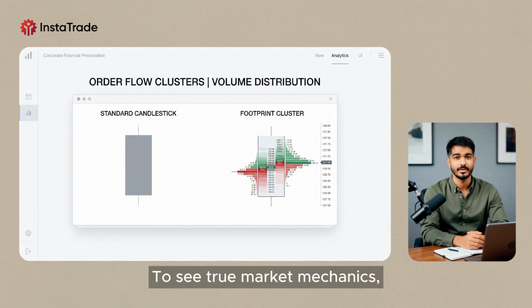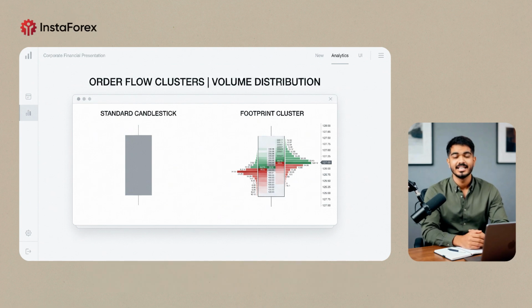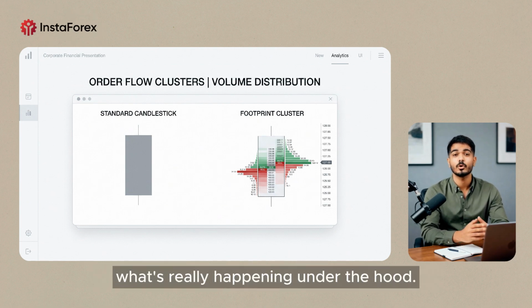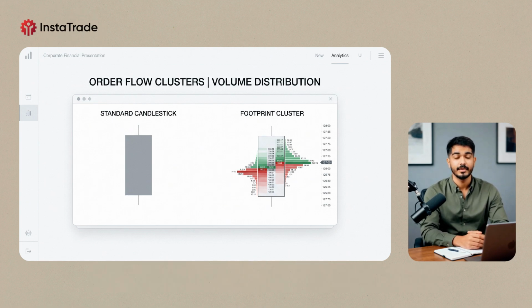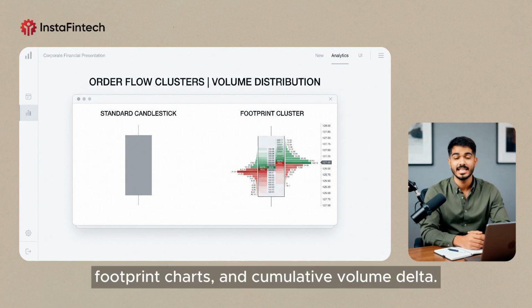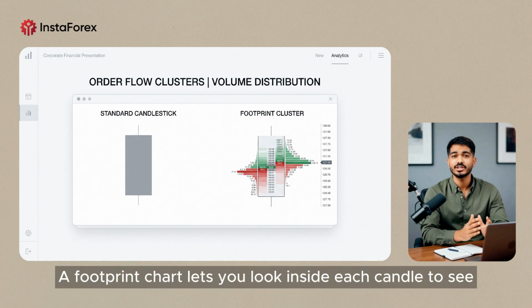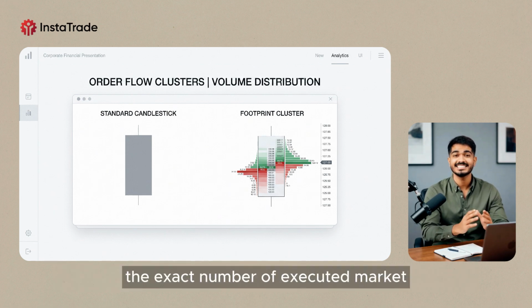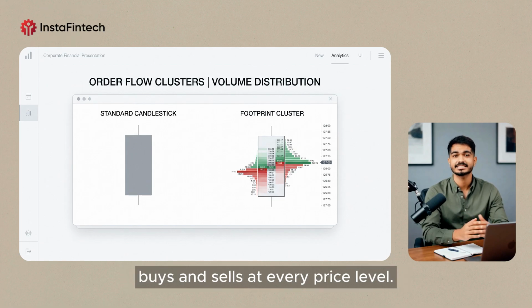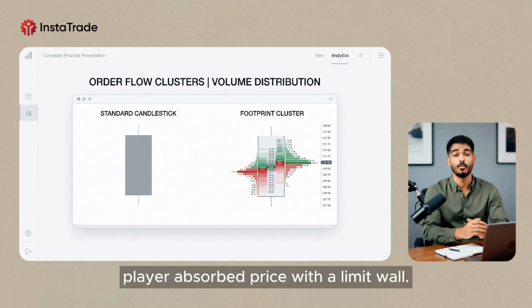To see true market mechanics, professionals use specialized order flow tools. Standard candlestick charts hide what's really happening under the hood. Pro traders analyze volume profiles, footprint charts, and cumulative volume delta. A footprint chart lets you look inside each candle to see the exact number of executed market buys and sells at every price level. This helps pinpoint exactly where an institutional player absorbed price with a limit wall.